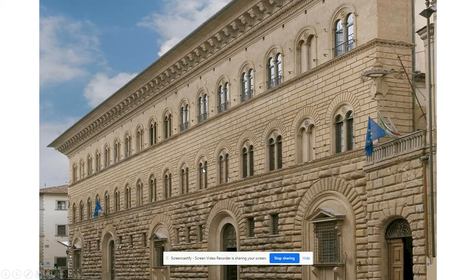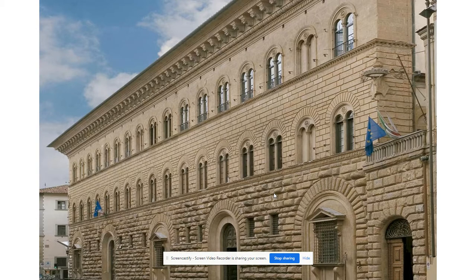So this is the Medici Palace, which is not far away in Florence from the Palazzo Rucellai. So you can see there's a lot of similarities here. This one was built first, but you can see it's divided into 3 stories. It has some arched windows. There's a lot of similar things.